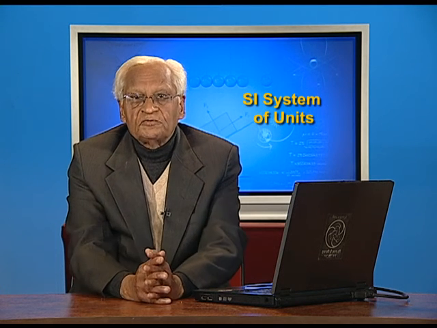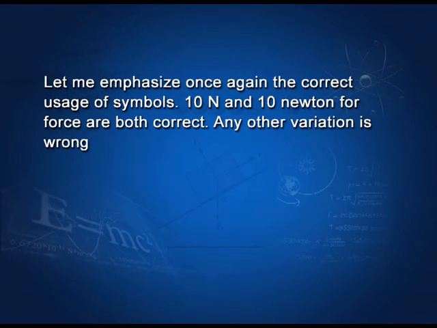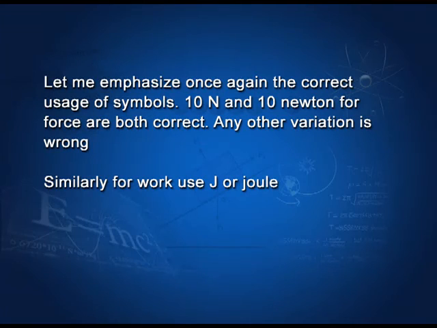Let me emphasize once again the correct usage of symbols. 10 capital N or 10 newton with small n for force are both correct. Any other variation is wrong. Similarly, for work, capital J or joule with small j are correct. For power, use capital W or watt with small w. Let me emphasize also one more thing.